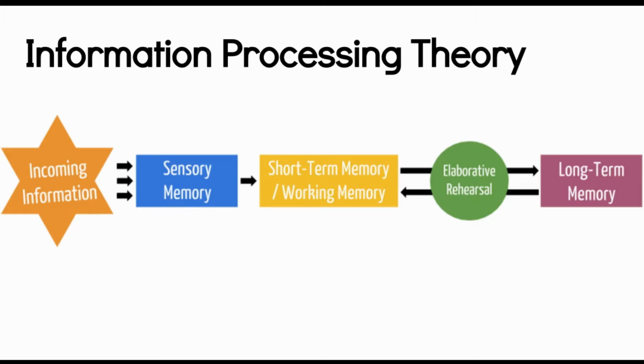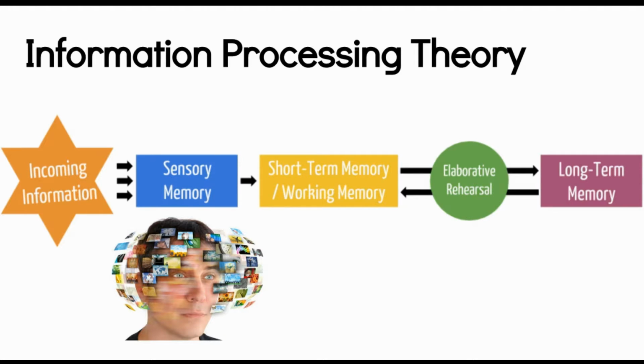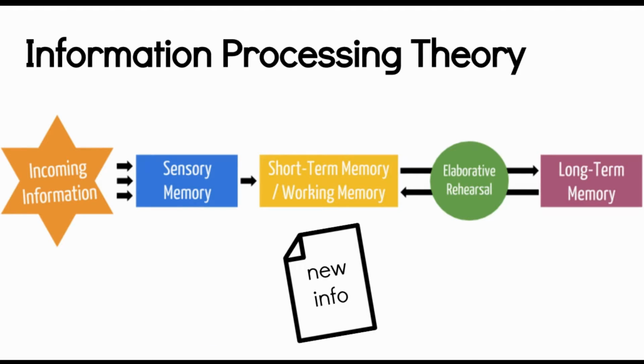So using the information processing theory, which is just a theory of how our brain may remember information, we'll start on the left-hand side with incoming information. This information comes into the brain through our sensory memory. So we're exposed to all these stimuli around us. And if we choose to pay attention to some of the stimuli around us, then this information goes into our short-term, or commonly known, working memory. Now, this new information is in this part of our brain, but the goal is to get it to our long-term memory so we remember it forever.